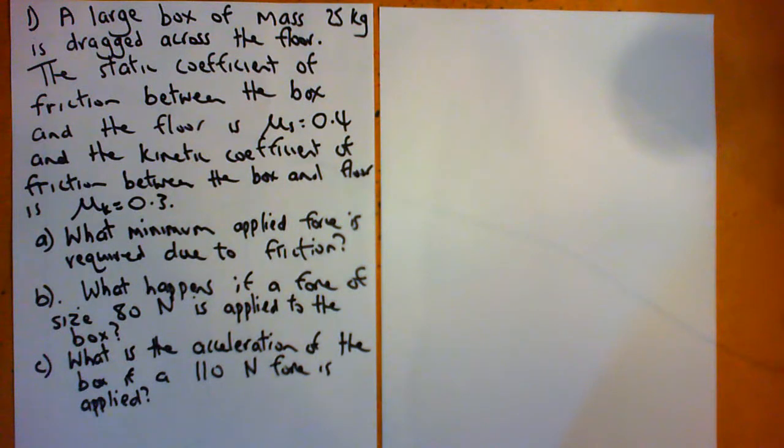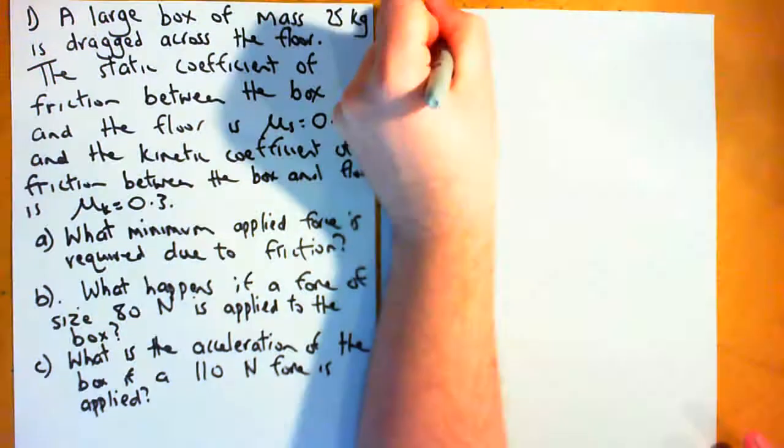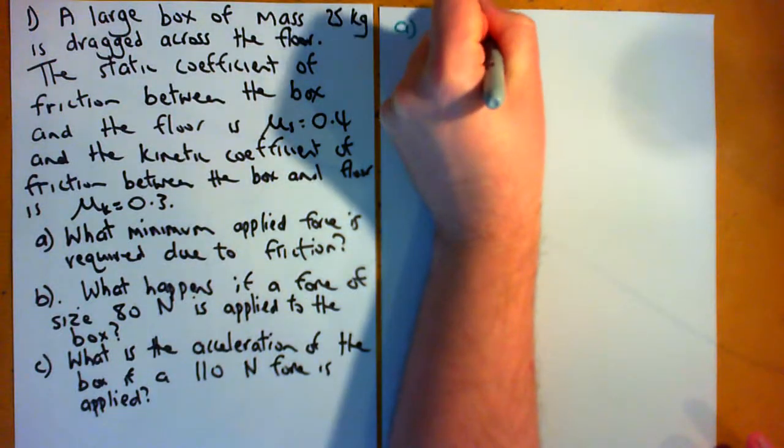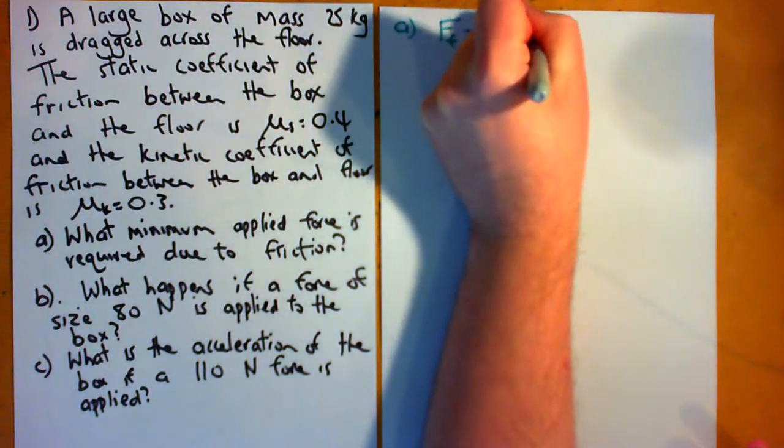A large box of mass 25 kilograms is dragged across the floor. The static coefficient of friction between the box and the floor is 0.4 and the kinetic coefficient of friction between the box and the floor is 0.3. First task is to find the minimum applied force required due to friction, and that is given by the force due to friction is mu, the coefficient of friction, multiplied by the normal force.